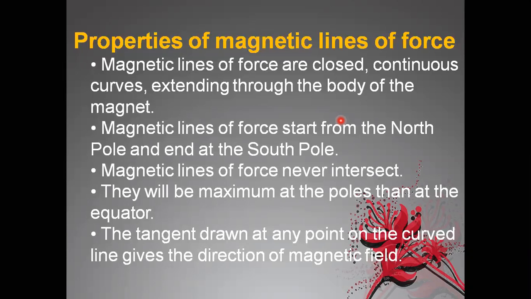The next one is magnetic flux. The number of magnetic field lines crossing through a given area, that is magnetic flux. This is denoted by phi, and the unit is Weber. The next one is the number of magnetic field lines crossing a unit area, that is magnetic flux density.